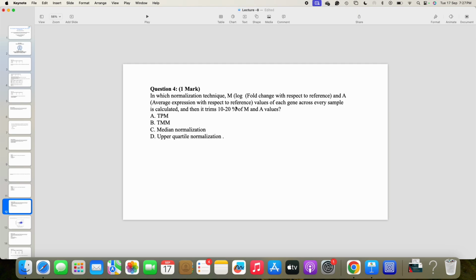So in this question, this is one of the normalization methods. We plot M and A values. M is log fold change with respect to reference. A is average expression with respect to reference. Then we trim 10 to 20% of the M and A values, and then we plot this M and A. So in what sort of normalization method is this sort of analysis used or done?